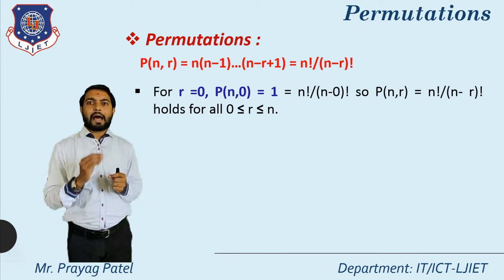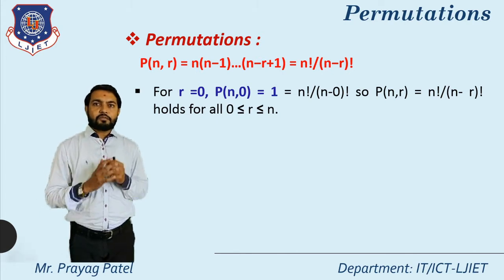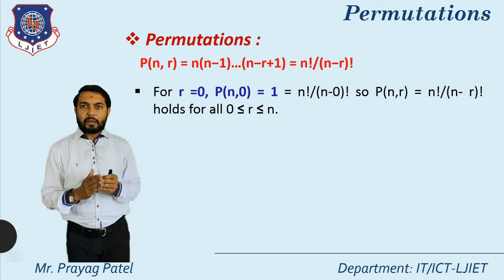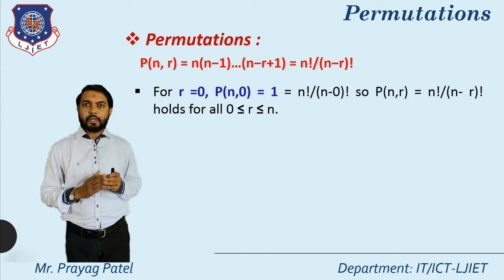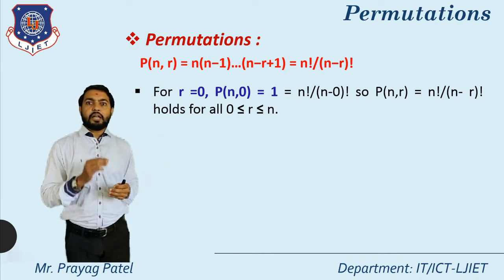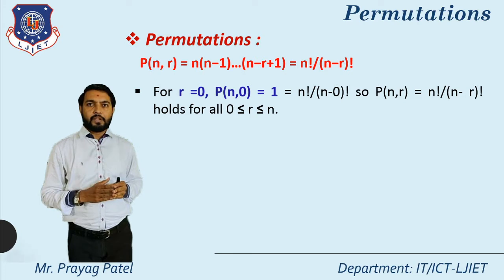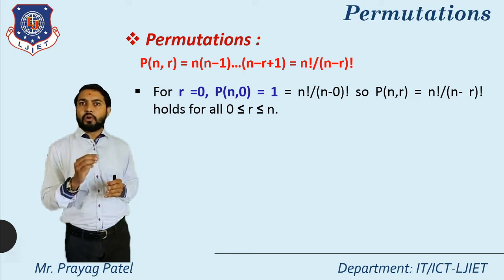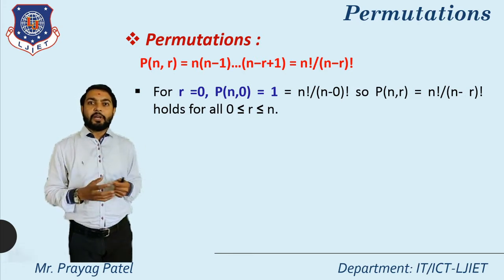Now for the value of r equal to 0, that means we have n elements available, a, b, c, d up to n, and we have to select 0 elements from these. That means P of n, 0, r equal to 0. So how many possibilities are there?